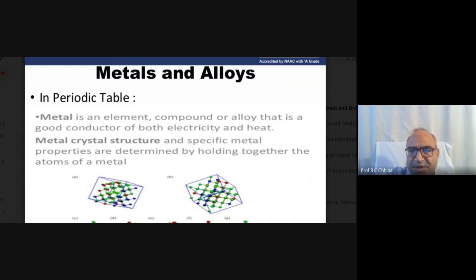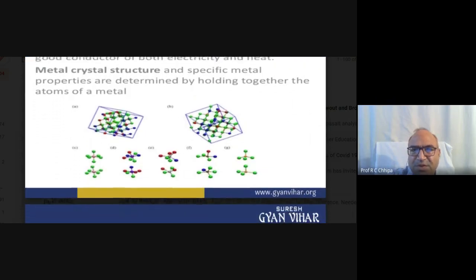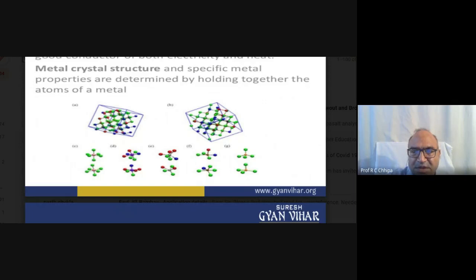Then this metal combines in the form of a compound or alloy that is a good conductor of both electricity and heat. One more thing is there, heat concern. So their metal crystal structures and specific metal properties are determined by holding together the atoms of a metal. For example, tungsten.